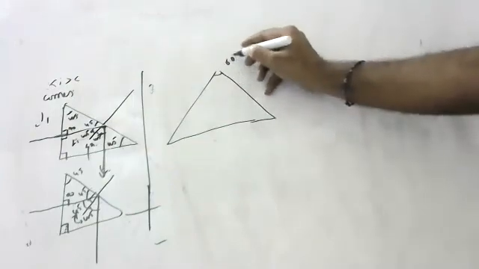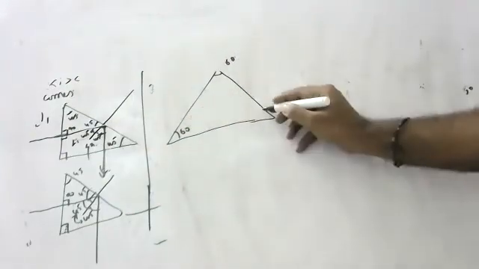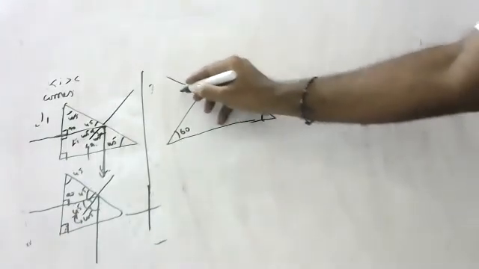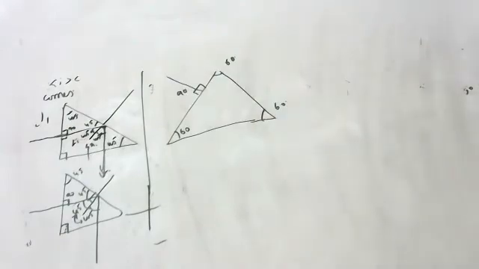This is 60. This is 60. One light ray is coming and hitting at 90. Question: trace the pathway of the light. Can anyone help me out?